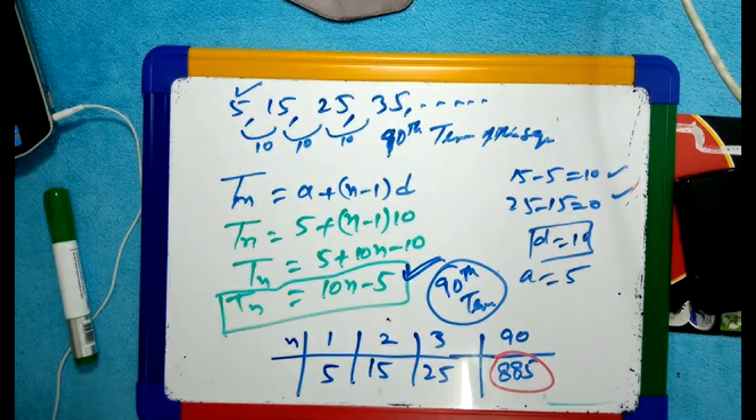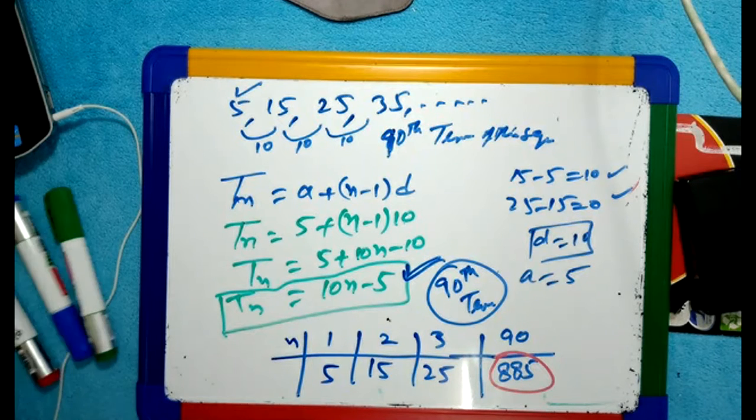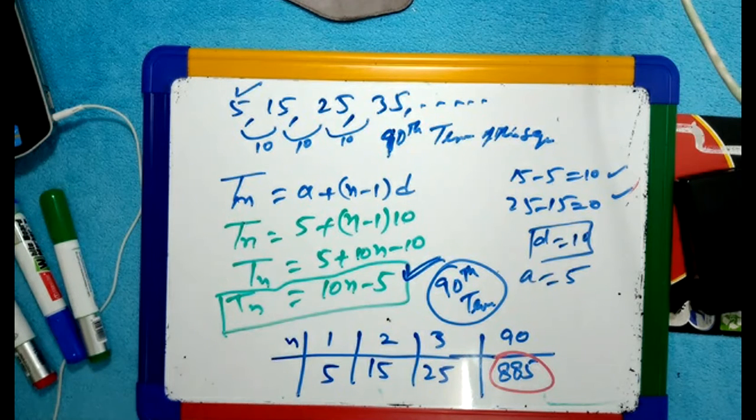Now the next thing I will teach you: if I want to find the sum till the 90th term, from 1 to 90, what will be the sum? They ask the sum of the first 1000 terms, the sum of the first 100 terms. So now we will calculate the sum of the first 90 terms or the first 100 terms.